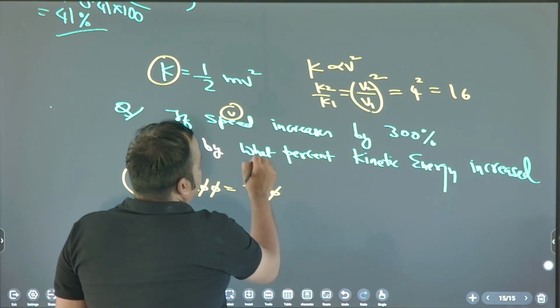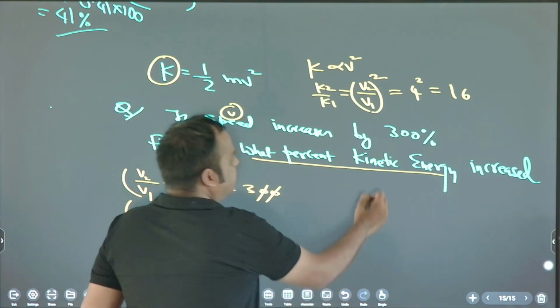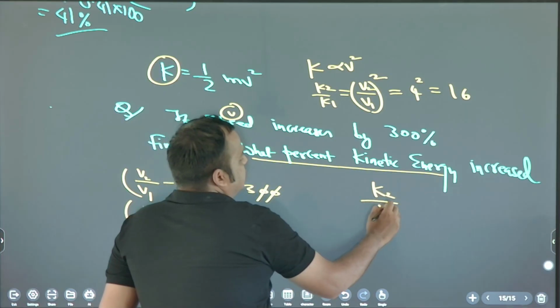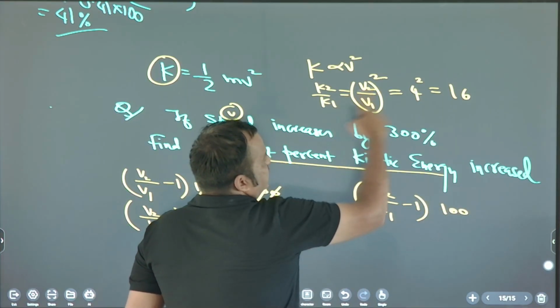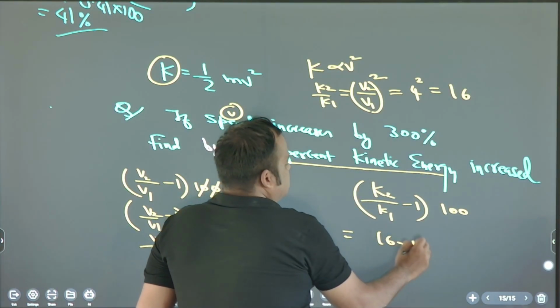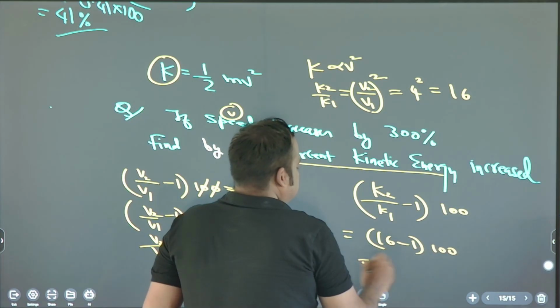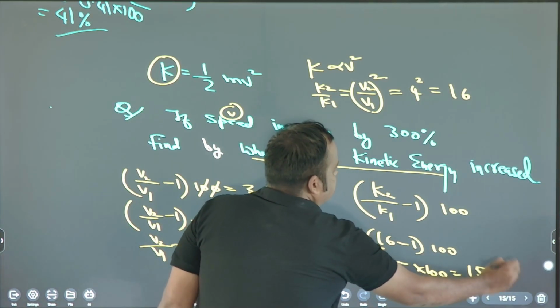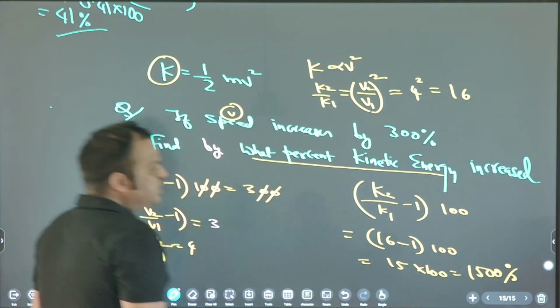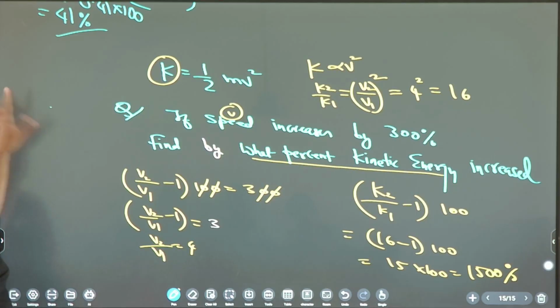Now come to the question. What is the percentage change in kinetic energy? So what are they asking? K2 by K1 minus 1 into 100. K2 by K1 is 16. 16 minus 1 into 100. 15 into 100. 1500. Okay, clear? Just use the formula with full confidence.